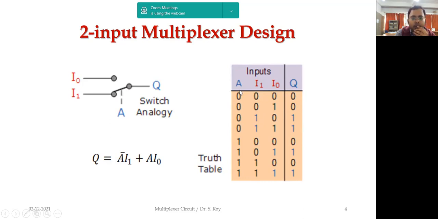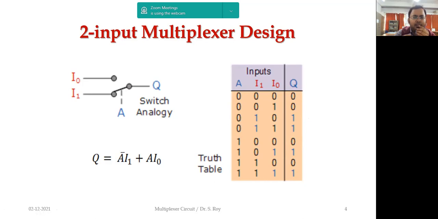See, whenever A is 0, I1 is 0, output is 0; I1 is 1, output is 1. That means whenever the select line A is equal to 0, the multiplexer is connected with the input line I1, and I0 is not connected. Similarly, for the last 4 combinations, whenever A is equal to 1, we can observe that the output will follow the same pattern of I0, because at that time, the output is connected with the input I0.